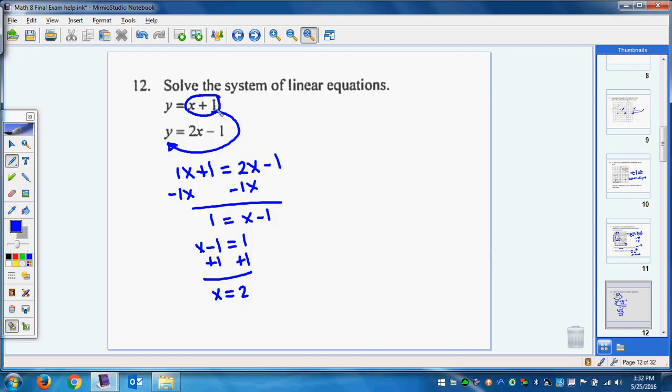Go ahead and plug that into your first one that we've already worked with, where y is equal to x plus 1. So y is equal to 2 plus 1, which means y is equal to 3. My ordered pair is in the form of (x, y), which is going to be (2, 3). Not bad, not bad.